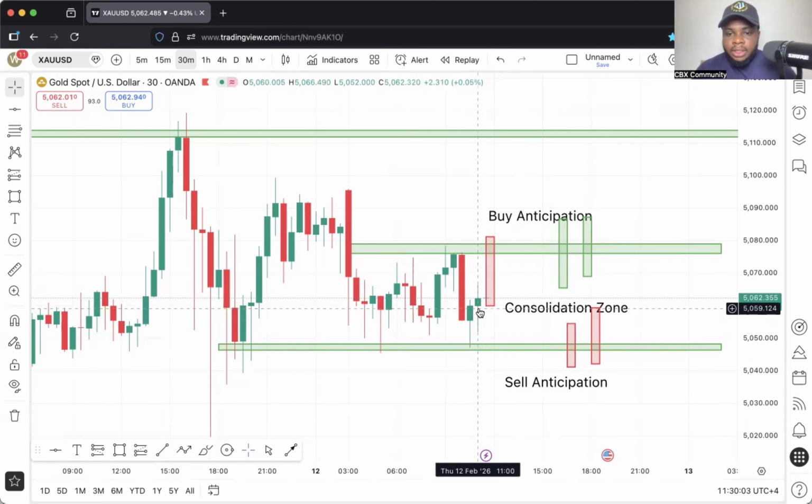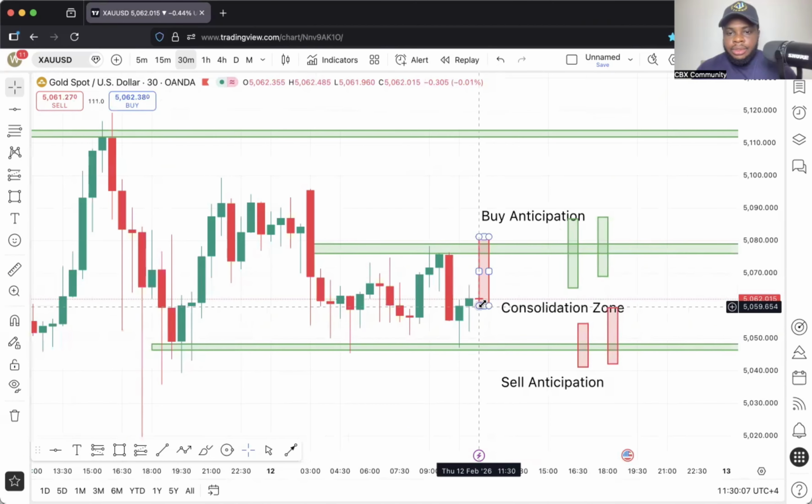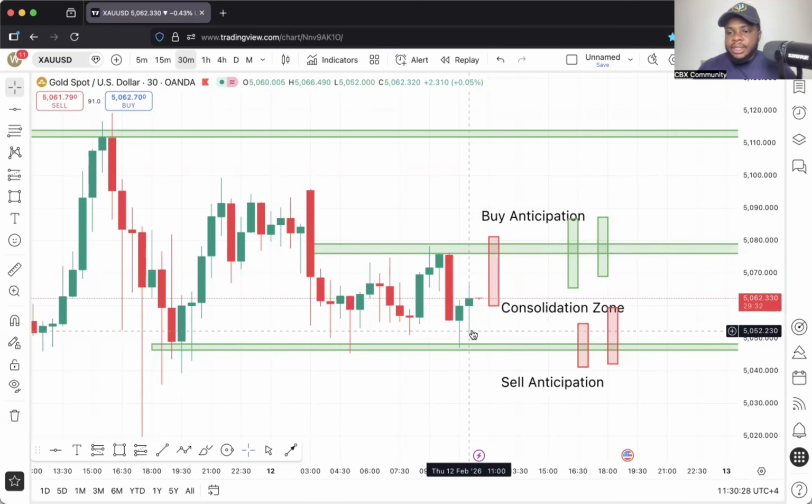So this 30 minutes candle has closed with a bullish candle. Let me adjust this over here. So this candle closed with a bullish candle. So this next 30 minutes candle, we don't know if the next 30 minutes candle wants to continue to go up to break the high of this candle, or the candle wants to continue to come down to break the low of this bullish candle over here.